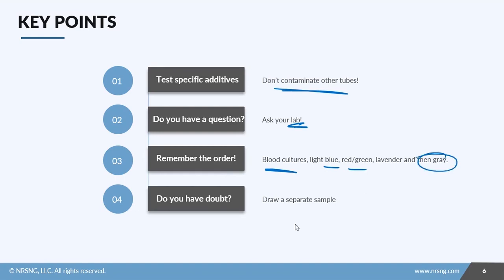And if you have doubt, are you unsure of which sample, or if you can even draw these things together? If you're unsure of it, just use your nursing judgment, make sure that you're not causing any unnecessary risks or cost to your patient, but draw that separate sample. 99 times out of 100, you're going to be totally okay.